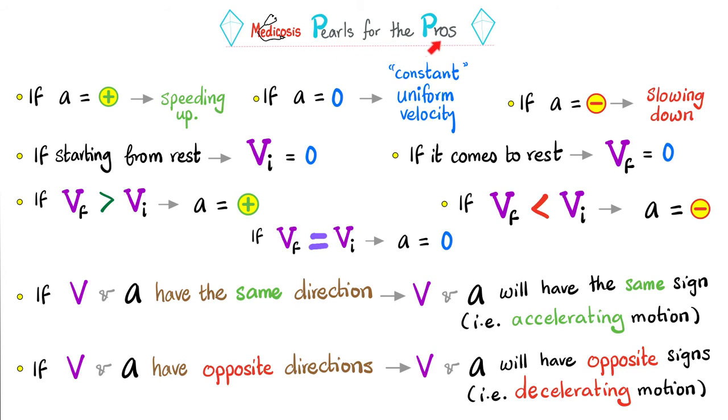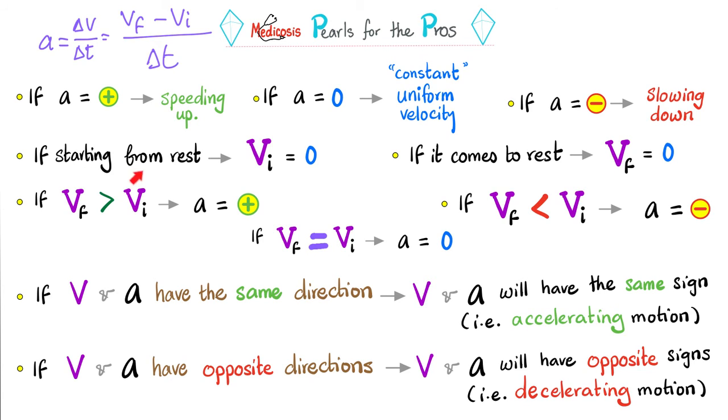These are extremely important. If the acceleration has a positive sign, you're speeding up. If the acceleration has a negative sign, you're slowing down. But if acceleration is 0, you are moving at a constant or uniform velocity. Super important. Acceleration is what? Delta V over delta T. And what is delta V? It is V final minus V initial, over delta T.